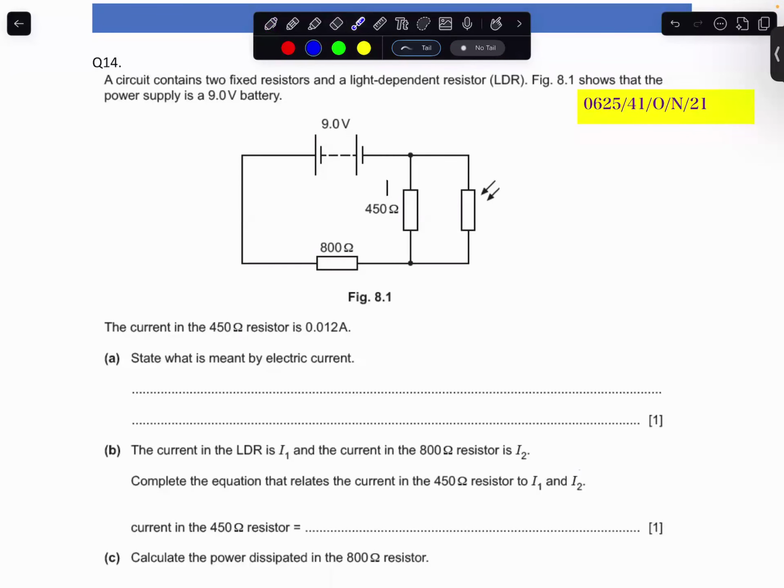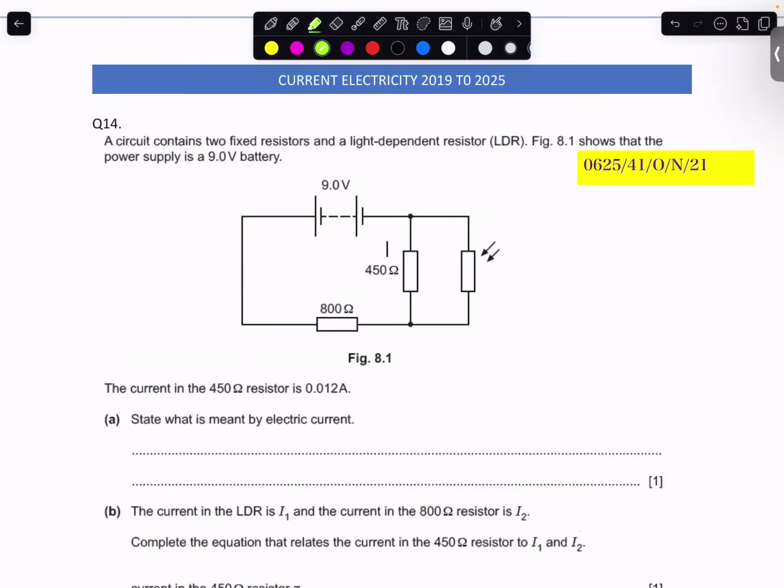Bismillahirrahmanirrahim. This question is October November 21, variant 42, topic electricity, question number 8. A circuit contains two fixed resistors and one light dependent resistor, LDR. The power supply is a 9.0 volt battery.